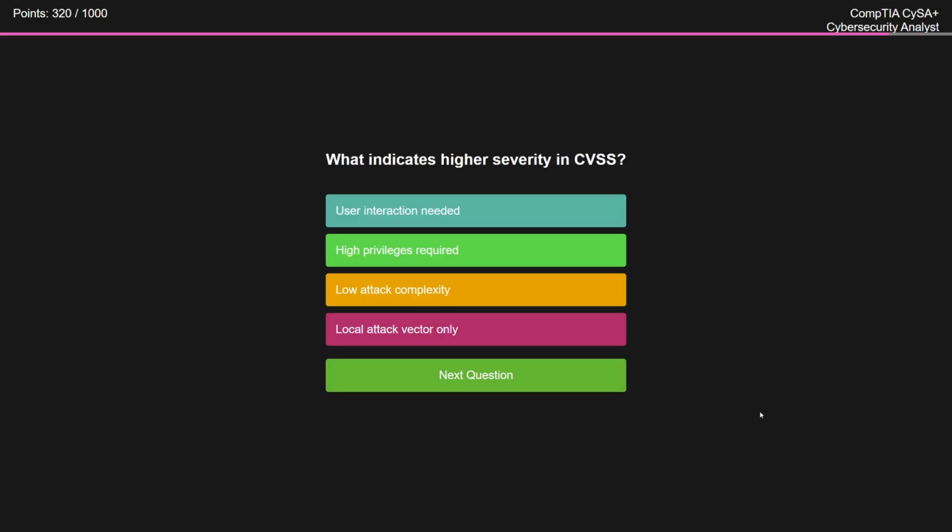What indicates a higher severity in CVSS? I'm not going to give you the answer, but I can tell which ones are wrong and right. Local attack, I don't know about that one. But either that or I'd say probably this one, because you're thinking low attack. If even a script kiddie can go in there and mess something up, or there's a vulnerability that anybody could just execute easily, you're going to say that one has a higher score, I would think. So that's the reason why low attack complexity is the right answer.